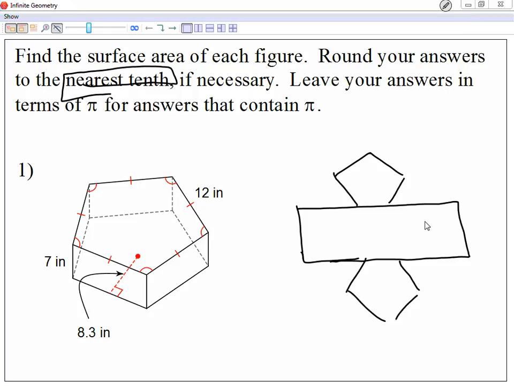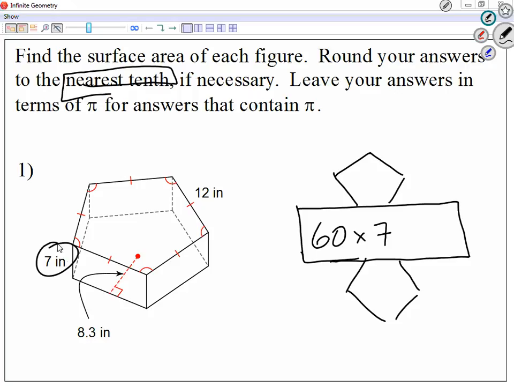I said the area of the big rectangle is perimeter times the height. So for the perimeter, each side is 12. There are five sides. I'm going to say the perimeter of the base is 60, and I'm going to multiply this by 7. That's the perimeter of the pentagon, and then the height of the prism. The height, it said 7.